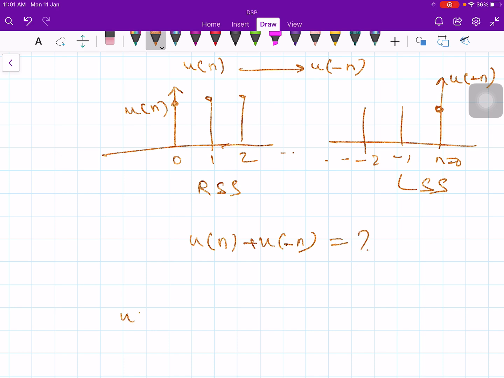You'll get u of n plus u of minus n is equal to 1 everywhere except n equals 0, and the amplitude is 2 when n equals 0. You can work it out, and you will get the answer.